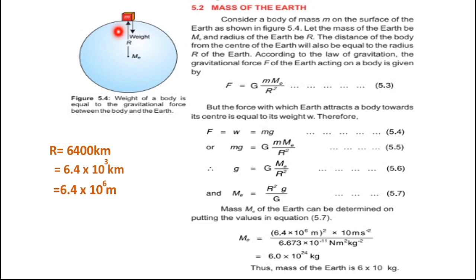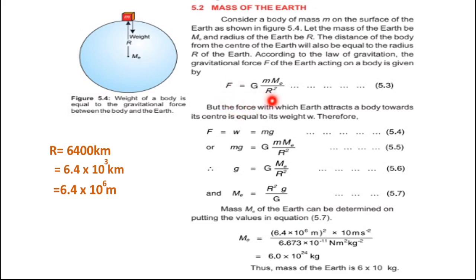Consider a body of mass m which is placed on the surface of the earth, so the weight of the body is acting in the downward direction. Let's say that me is the mass of the earth, r is the radius of the earth, and the distance of the body having mass m from the center of the earth is also equal to r. As we know from Newton's law of gravitation, F is equal to G m1 m2 divided by d square. We are replacing m1 as m, m2 as me, and d square as the distance, which is r.